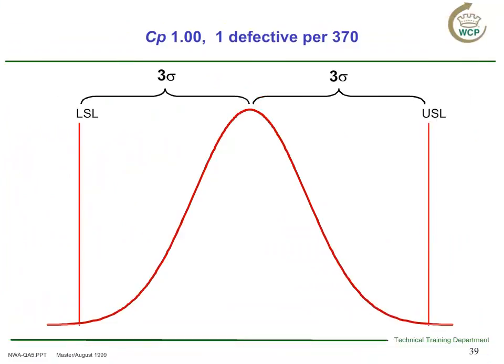This curve shows a normal curve with the upper spec and lower spec lines exactly at the 3 sigma level, which means upper spec and lower spec are at the 3 standard deviation limits. This translates into a process capability, or CP, of 1.0.